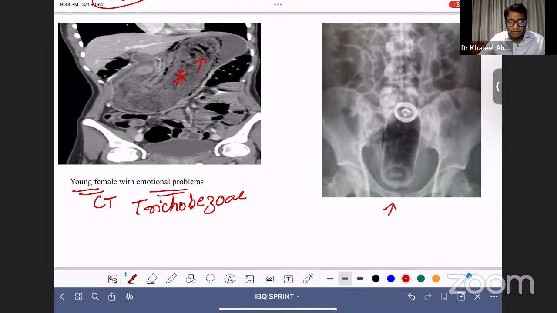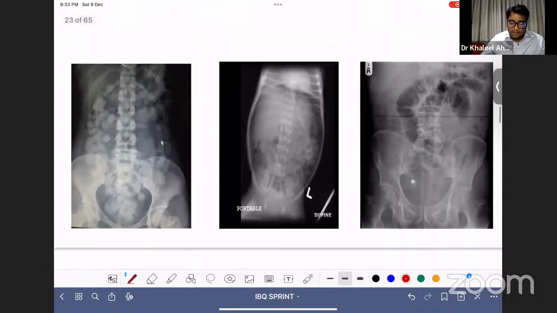What is this abdominal radiograph showing you? There are distended bowel loops in the abdominal radiograph. Some obstruction is there. And what else do you see? You can see a foreign body in the rectum. So rectum is a common site for foreign body, right? So these you should be able to pick up. Okay, let's see the next one.